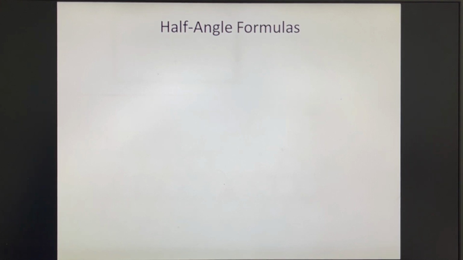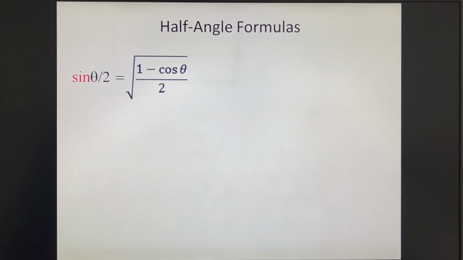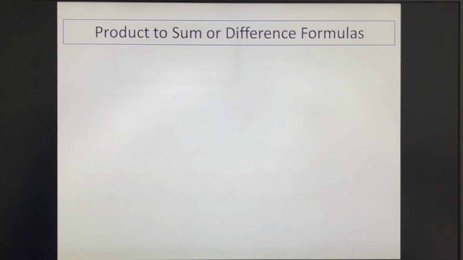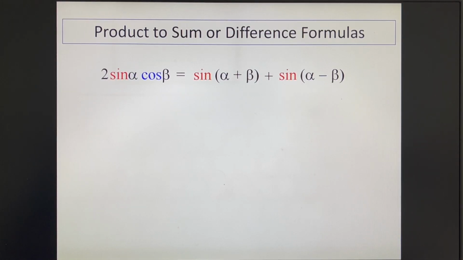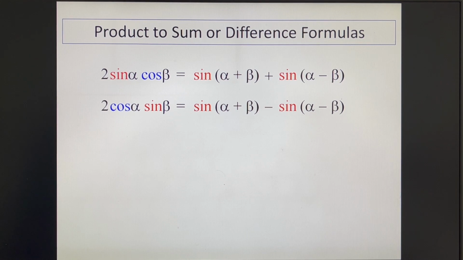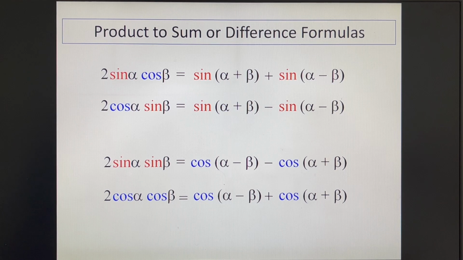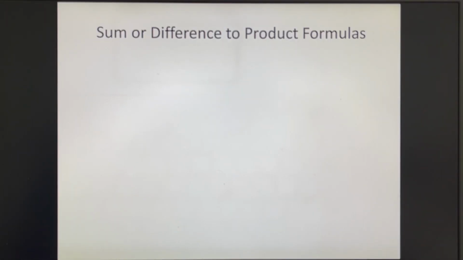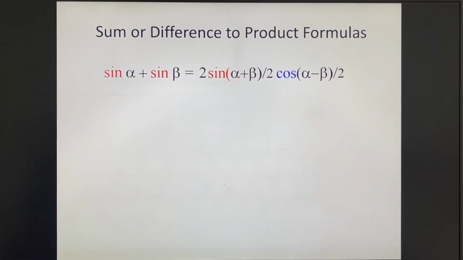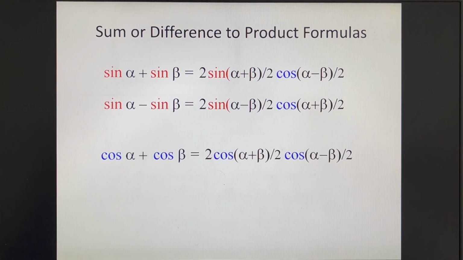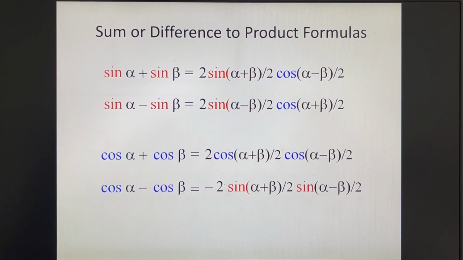Half angle formulas: sine half theta, cosine half theta, tangent half theta. Product to sum or difference formulas: sine alpha cosine beta, cosine alpha sine beta, sine alpha sine beta, cosine alpha cosine beta. Sum or difference to product formulas: sine alpha plus sine beta, sine alpha minus sine beta, cosine alpha plus cosine beta, cosine alpha minus cosine beta.